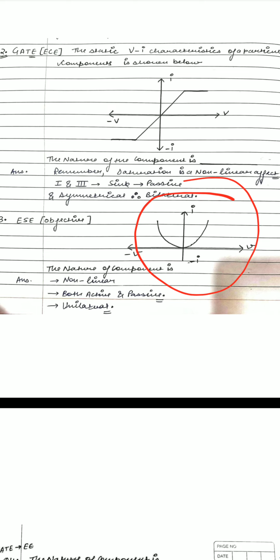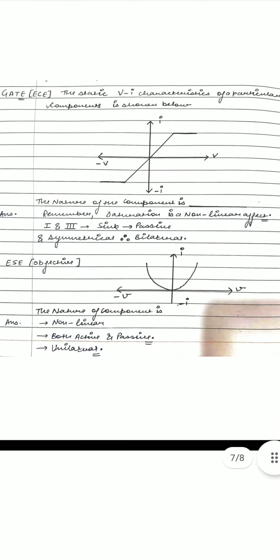We can't say that it is individually active or individually passive. Why? Because it is not lying in the first and third quadrant or the second and fourth quadrant, but it is a mix of both. That is, it is lying in the first quadrant and also in the second quadrant. So therefore it is both active and passive.